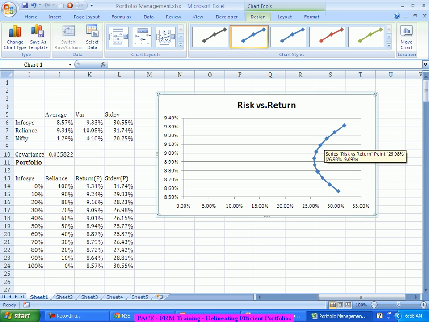Any investor who has some basic common sense, for a level of risk he is prepared to take, is always targeting the highest possible return. So a person who is willing to take this much of a risk will not choose this combination at all. He will go for this combination. Because graph-wise, two combinations are possible.